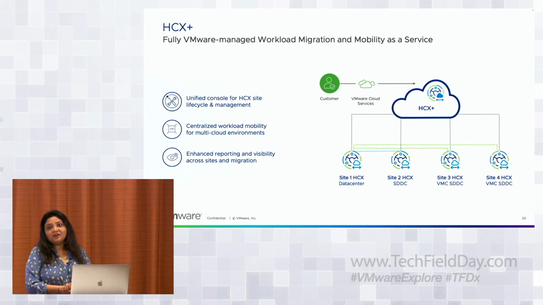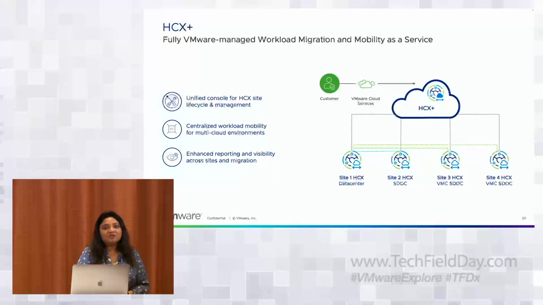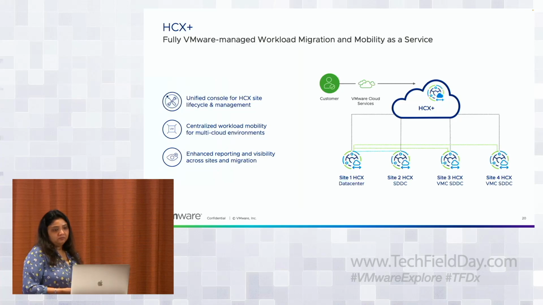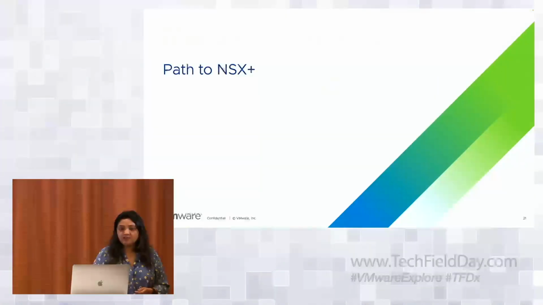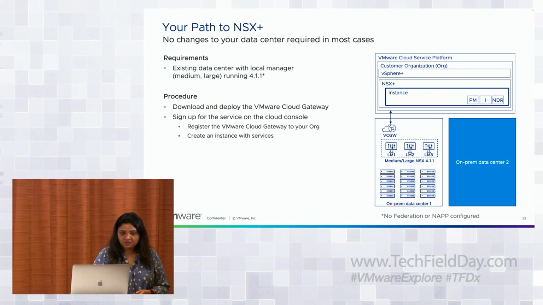So you have a unified console to basically do lifecycle management for your migrations, and you can see how the migrations are doing across clouds. Maybe you have set up migrations to go from on-prem 1 to VMC 1, from on-prem 2 to VMC 2. You want to be able to see everything from a single pane of glass. So that's what HCX Plus will give you. So these are the 5 services. You are going to see a lot of details on these 5 services in the various presentations.